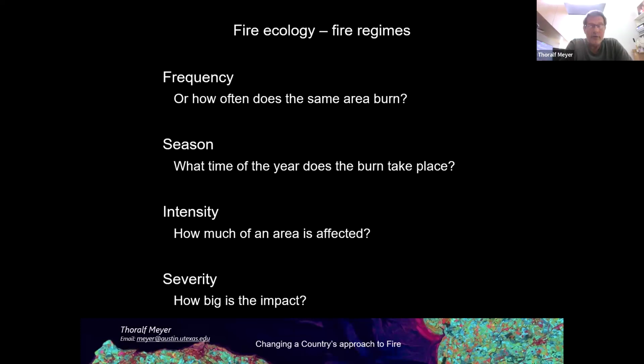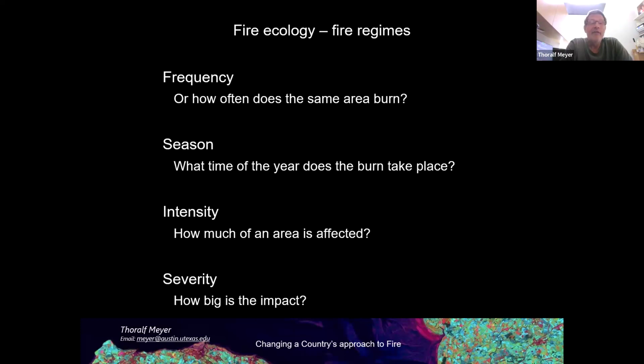For boreal forest ecosystems, for instance, the fire frequency is said to be 200 years plus, meaning a piece of boreal forest burns every 200 years with varying effects. So this is fire frequency. The big question is, how often does my system actually burn?